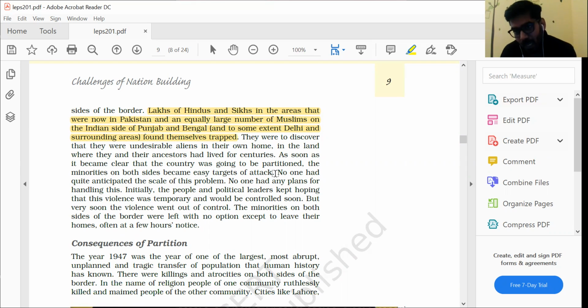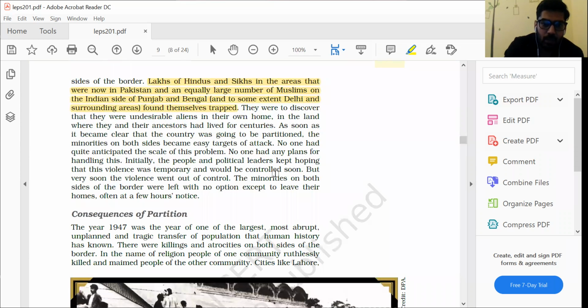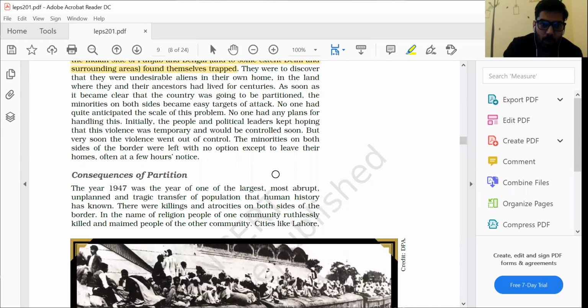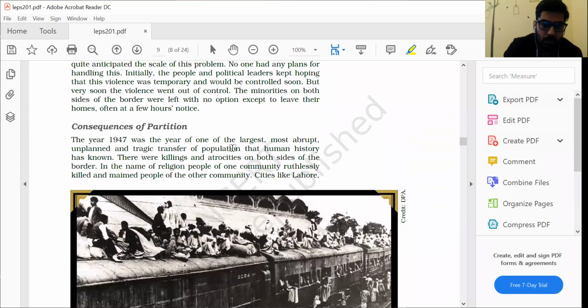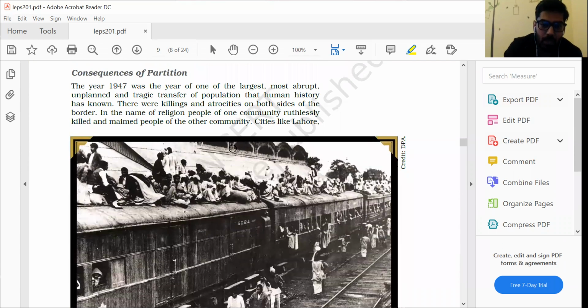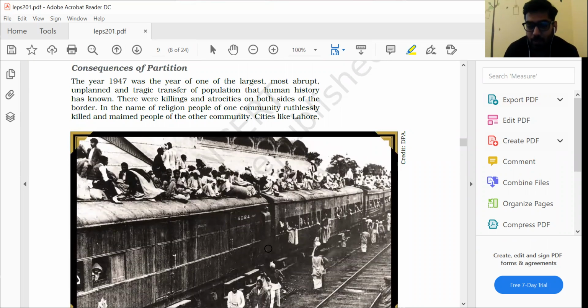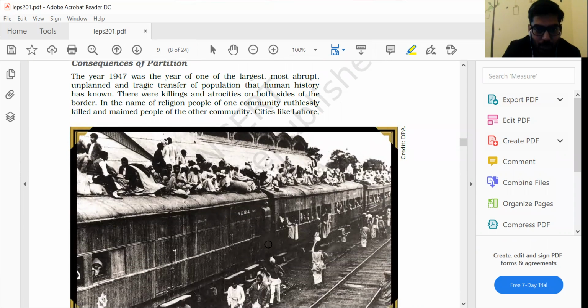Yes, the riots happened here, also riots happened, but for the greater good, they were taken control of. And people and political leaders kept hoping that this violence was temporary and would be controlled soon, but very soon the violence went out of control. So you see these pictures, see how people are traveling. This is actually a goods train, not even a passenger train. No, it's a passenger train, but see, people are sitting on the roof. So it is one of the most unplanned and tragic transfers of population that human history has known.